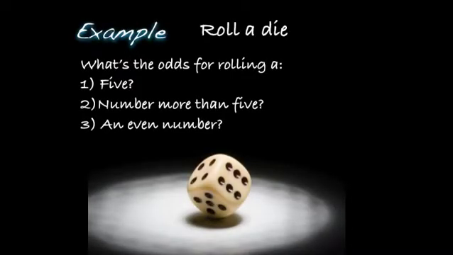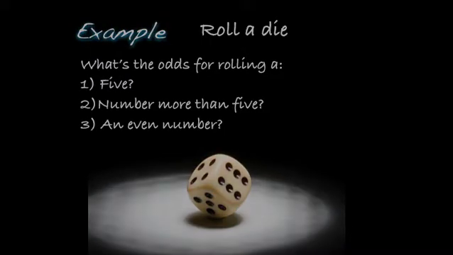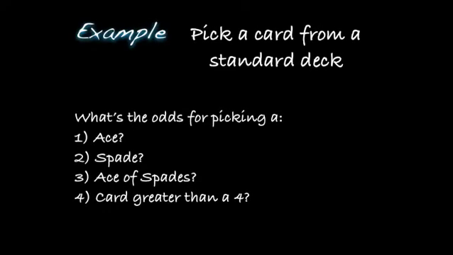When you roll a die, what's the odds for rolling a 1, 5? 2, rolling a number more than 5. And 3, rolling an even number. When you pick a card from a standard deck, what's the odds for picking a 1, ace? 2, spade. 3, ace of spades. 4, a card greater than a 4.